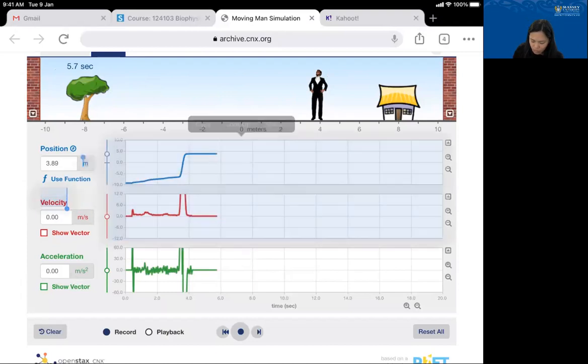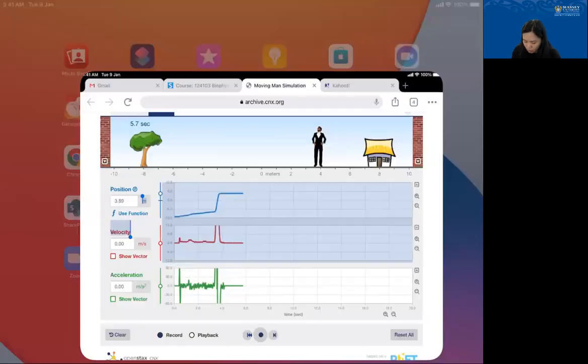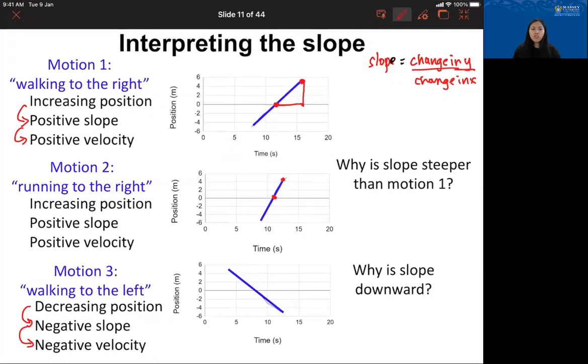And you sort of see the slope change, become steeper at the point where you were running. Right. And you can play with this. You'll play with this PhET simulation during the second workshop. But essentially, the steepness of the slope will tell you how fast you're going.